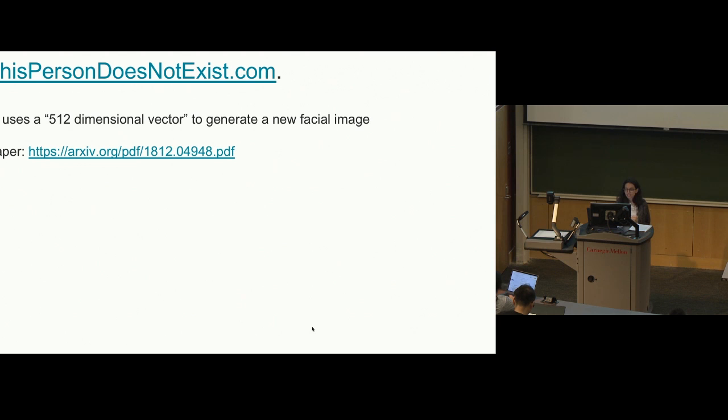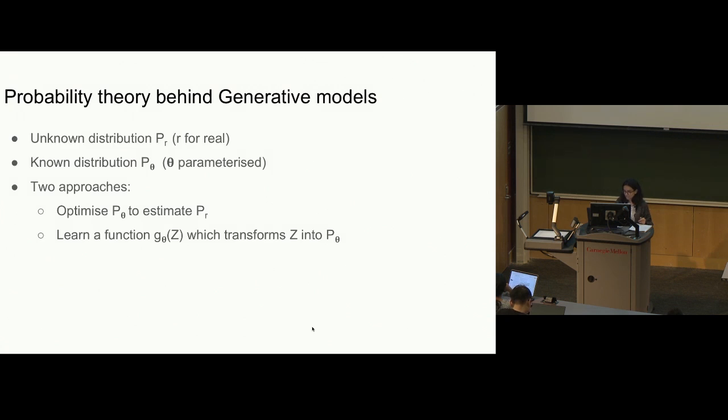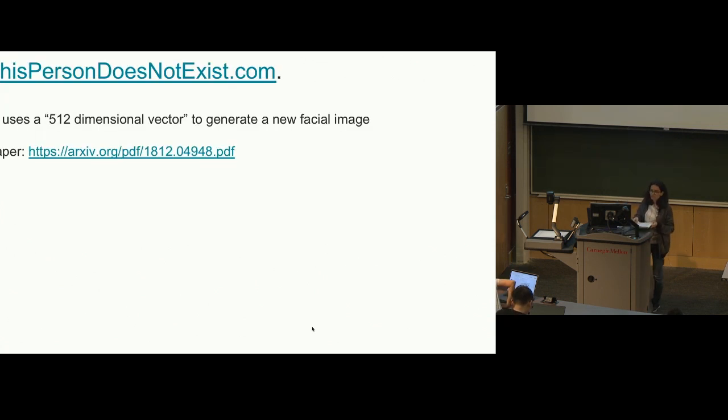And according to the author, he has implemented the NVIDIA architecture, which I've linked the paper for. And basically, according to him, a 12-dimensional vector is used to generate a new facial image every single time. And if you think about it, that's pretty cool. Okay, I'll hand it over to Sumo.